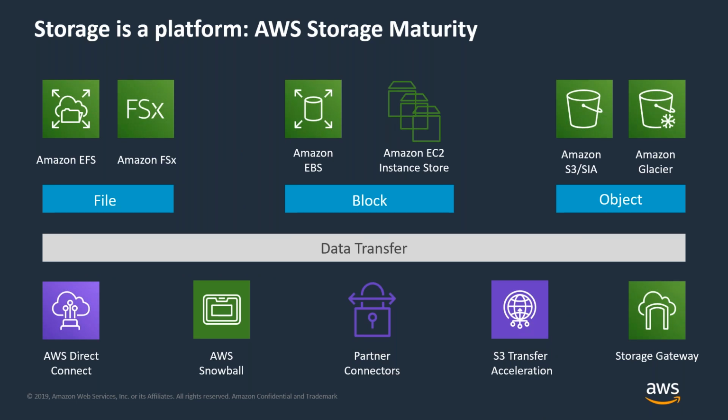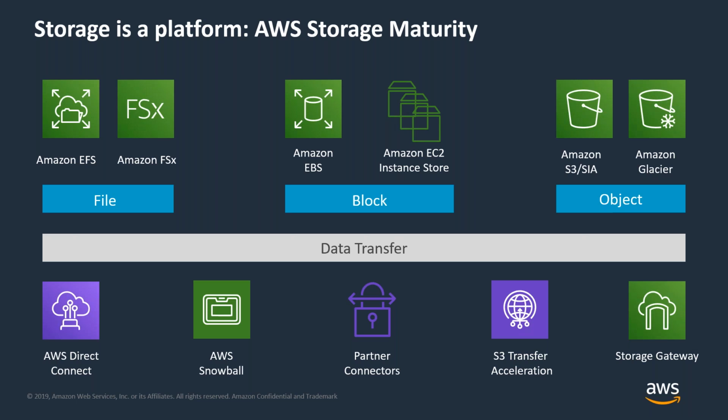So I wanted to take a quick look at some of the AWS storage services. This is, of course, not a comprehensive list of all the storage services that AWS offers, but just to give you an idea of the high-level areas of storage services that AWS offers. AWS offers storage services in file, block, and object. Within file, we have services like Amazon EFS and Amazon FSx, both for Windows and for Lustre.